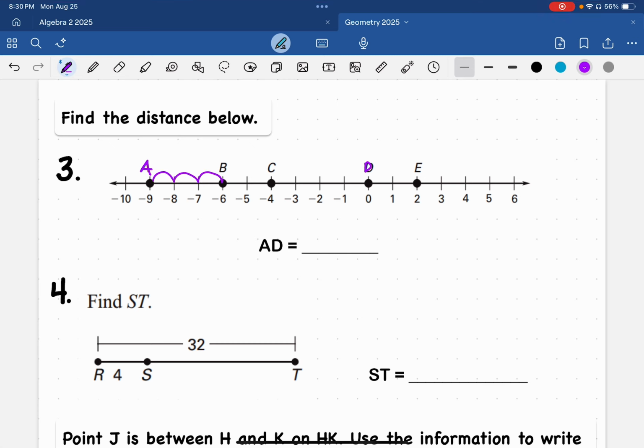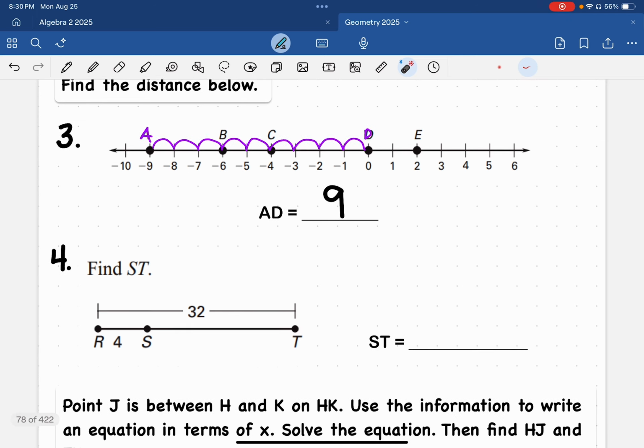1, 2, 3, 4, 5, 6, 7, 8, 9. So my answer is 9. Remember, I can count forwards or backwards. It's going to be 9 no matter which direction I count, forwards or backwards. It doesn't matter that most of these numbers are in fact negative.